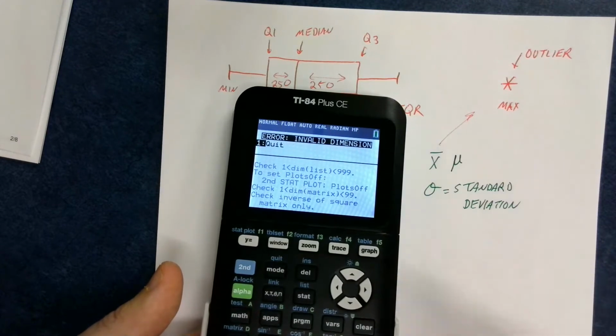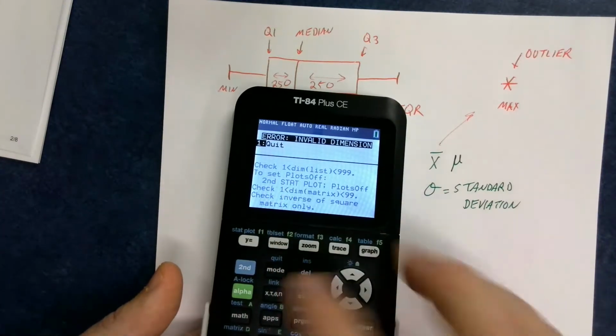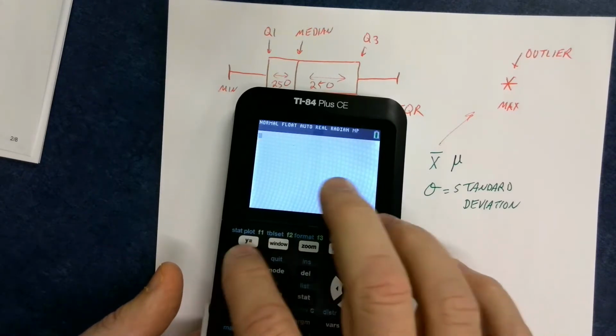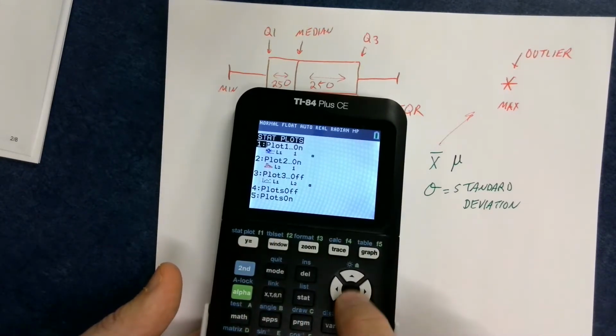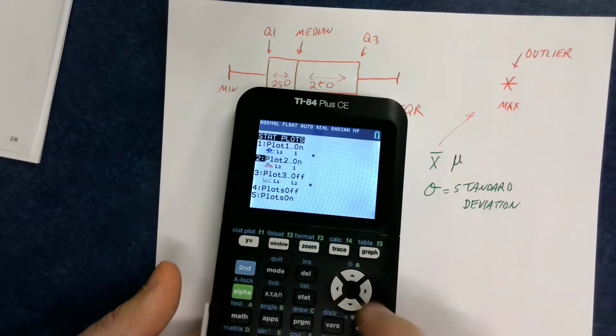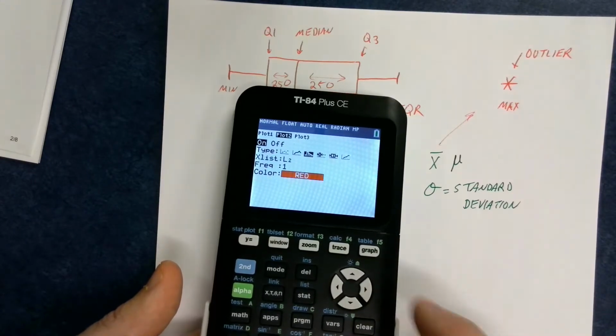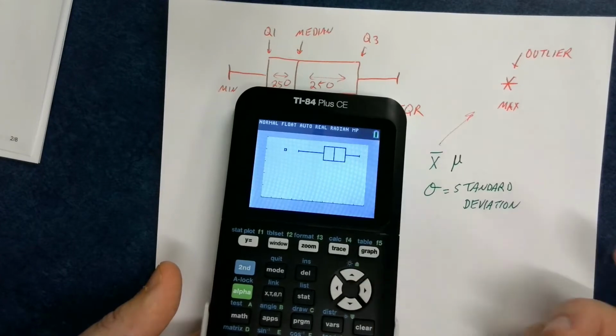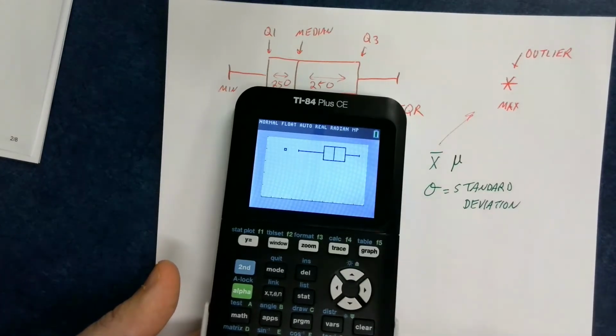Now it says invalid dimension, something about plot 2. So I'm going to go to clear, and I'm going to look at my plots, and plot number 2 is on, and it says it wants L2 data. Well, I don't have anything in L2, so I'm going to go ahead and turn plot 2 off. Now I can hit graph, and you can see, hey, look, that's my data.